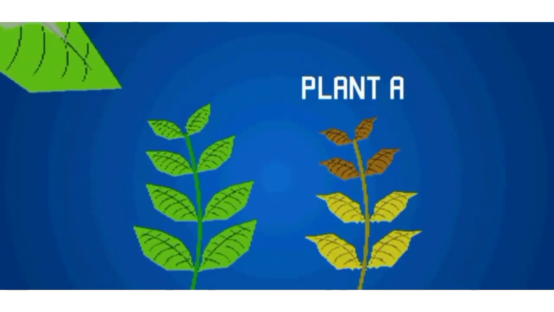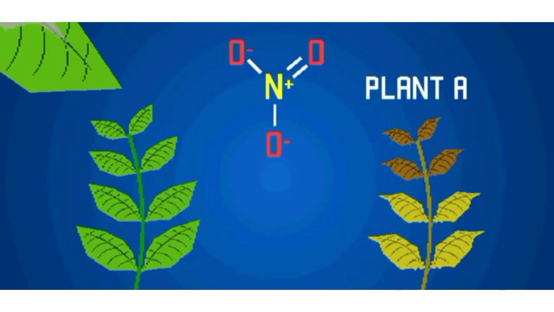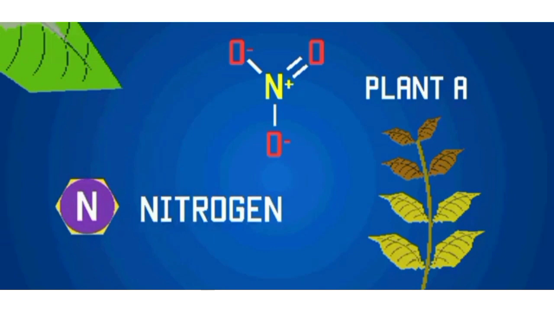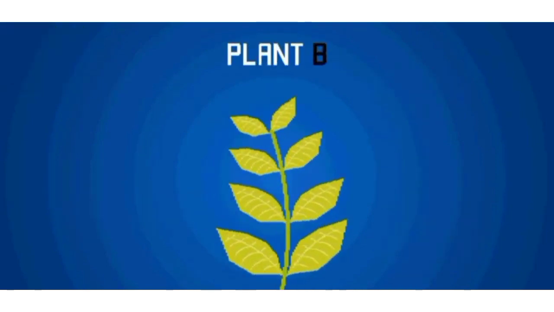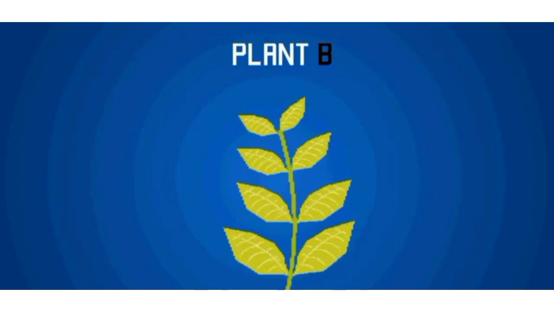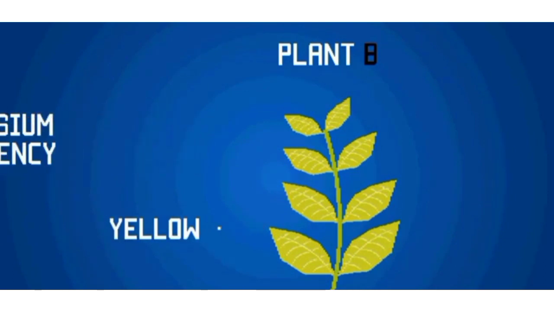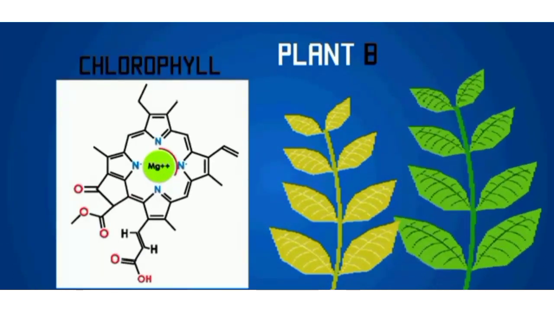Plant A has not gotten enough nitrogen, which it should get by absorbing nitrate ions from the soil. This has caused stunted growth, older leaves turning yellow, and sometimes scribbled. Plant B has a magnesium deficiency, causing the leaves to become yellow. This is because magnesium is needed to make chlorophyll, the green pigment that absorbs light in the chloroplast. Growth is therefore limited due to less photosynthesis.